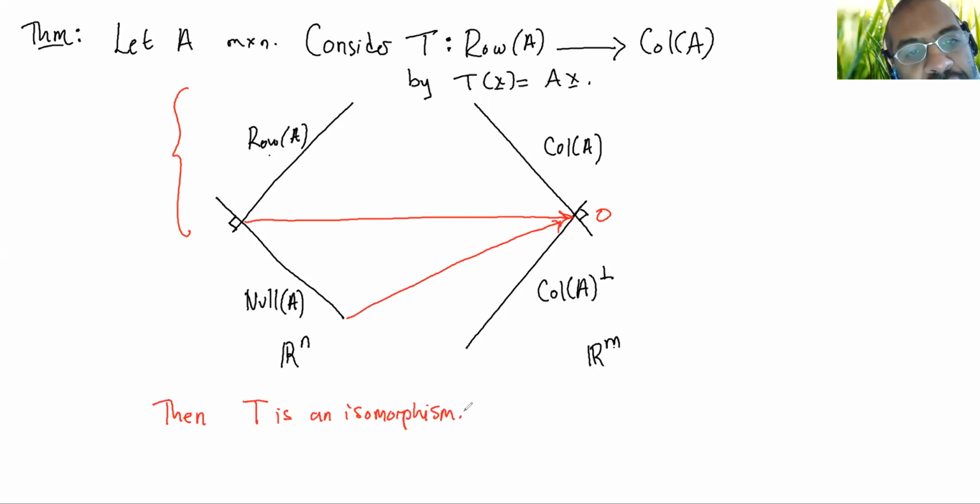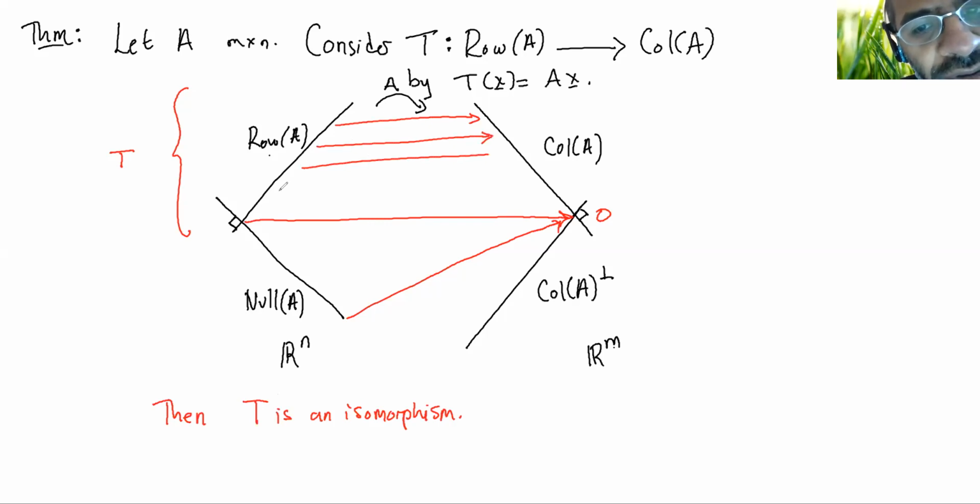Okay. So what's that saying? It's saying that A is mapping you from Rn to Rm. T is the restriction of A to the row space. And what the theorem is saying is that this gets mapped onto the column space in a one-to-one and onto manner, for any matrix A.